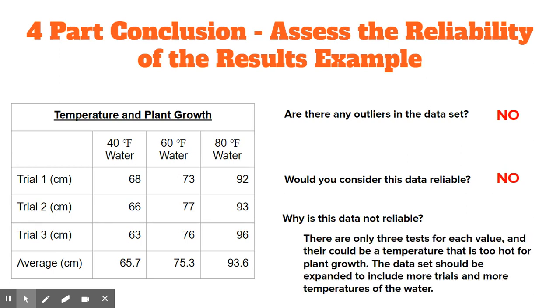Some things to think about are that there were only 3 trials or tests for each value. In a really good experiment, we'd want to have a lot more pieces of data. If you think back to our data analysis, remember, more tests are better. 3 trials is a very small data set. It could be expanded to include more trials.